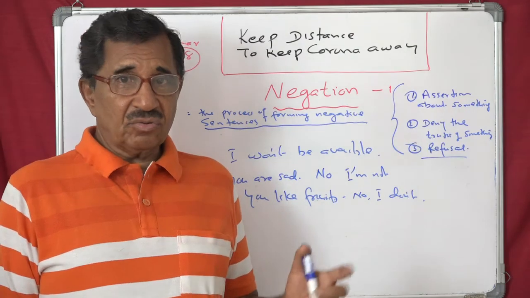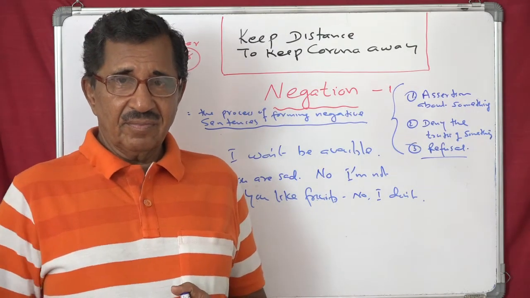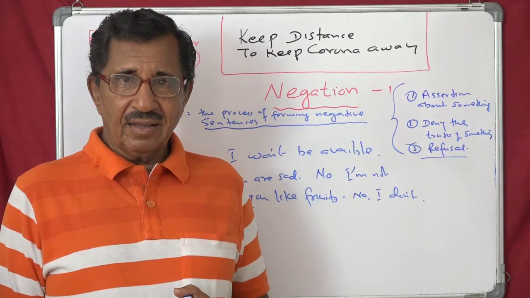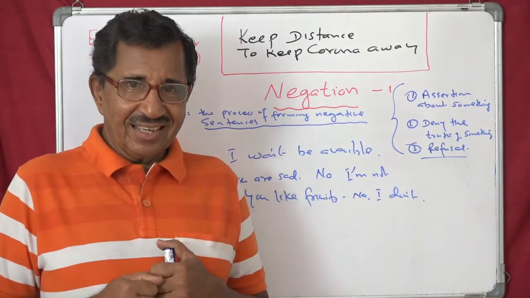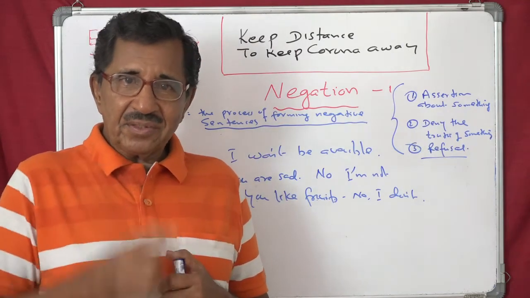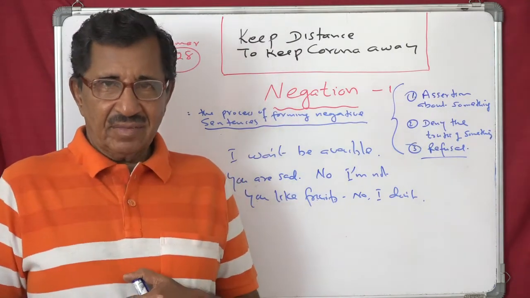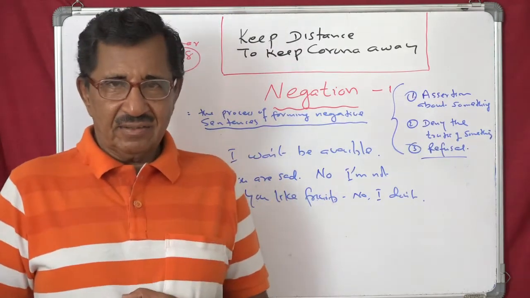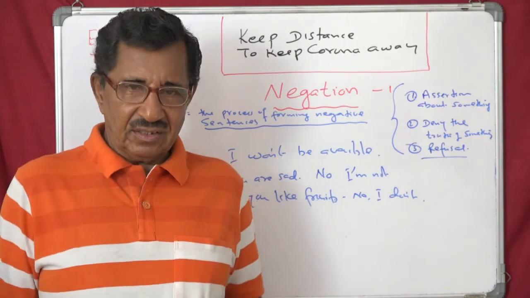I won't be telling the story tomorrow. No, sir, I won't be coming for the seminar. So that is asserting something. I will be coming is also an assertion, and the opposite of that is I won't be coming. By negative also we can assert. A negative sentence also can assert.